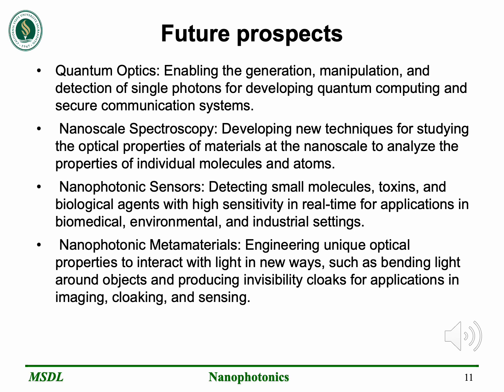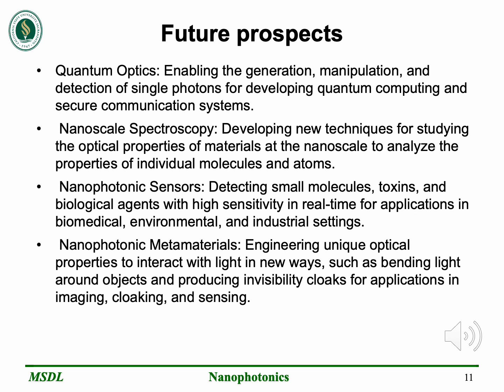Nanophotonic sensors have numerous potential applications too, including the detection of small molecules, toxins, and biological agents. These sensors can operate in real time and with high sensitivity, making them ideal for a range of applications in biomedical, environmental, and industrial settings. For instance, nanophotonic structures such as photonic crystals and nanowires can be used to detect changes in refractive index or resonance frequency.